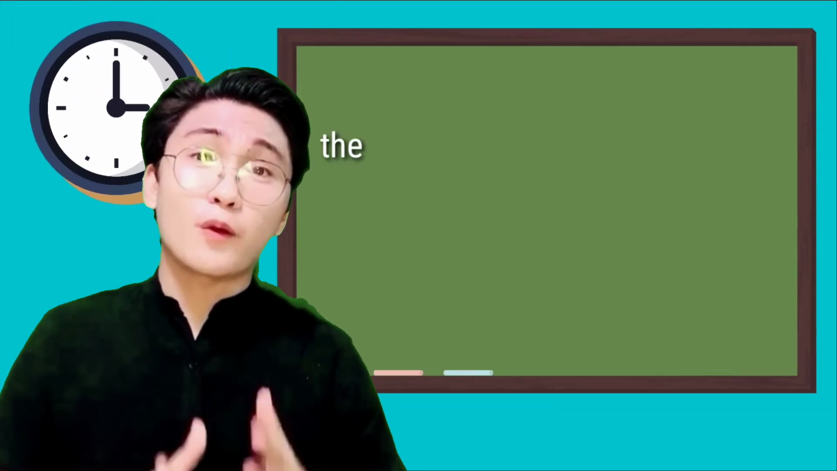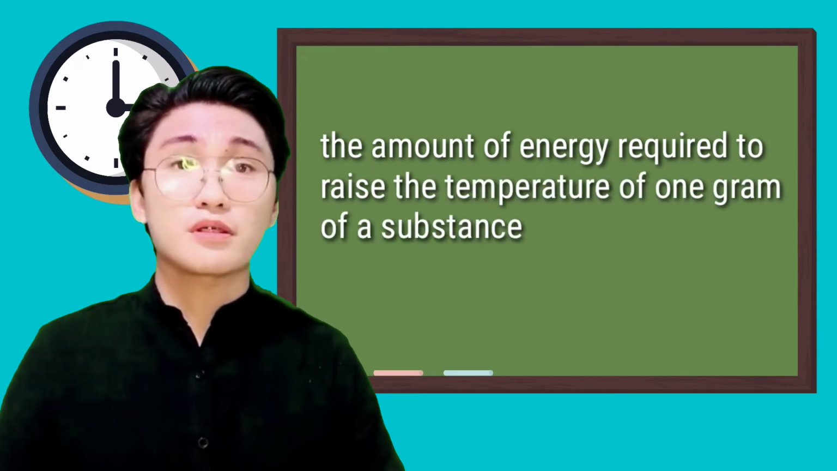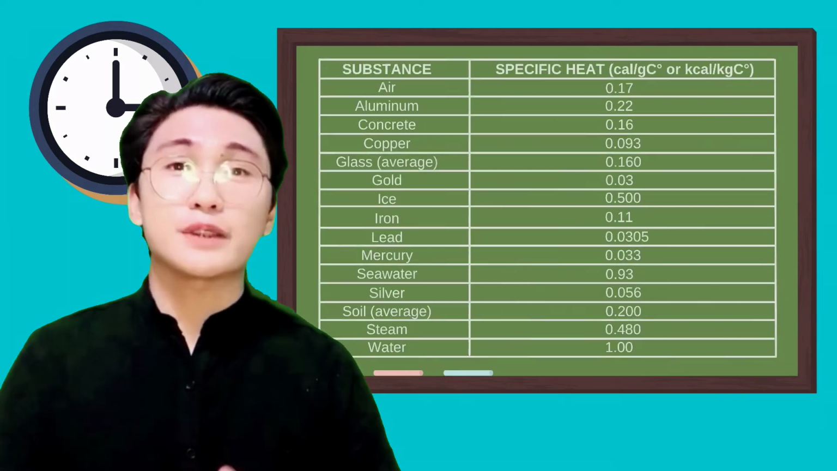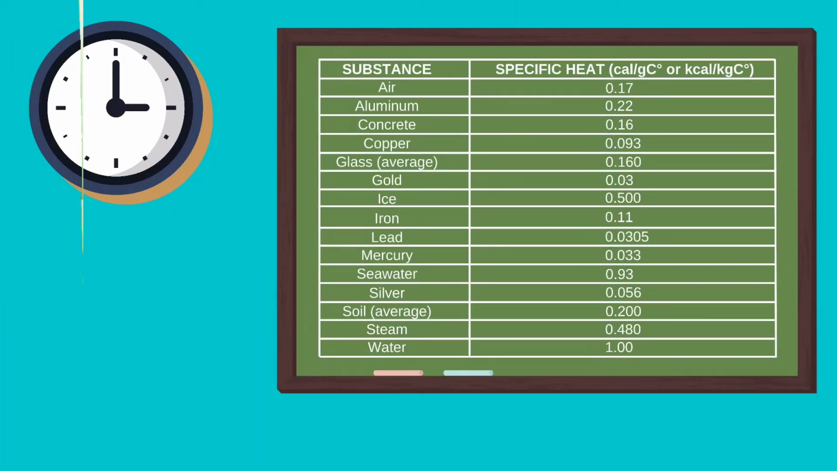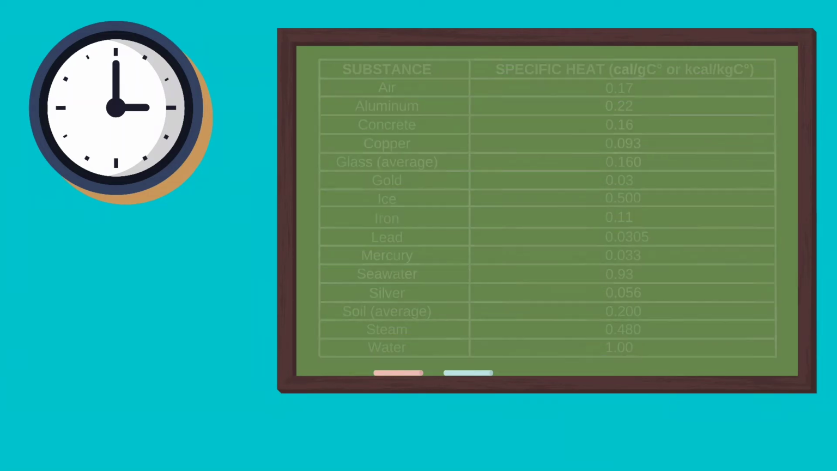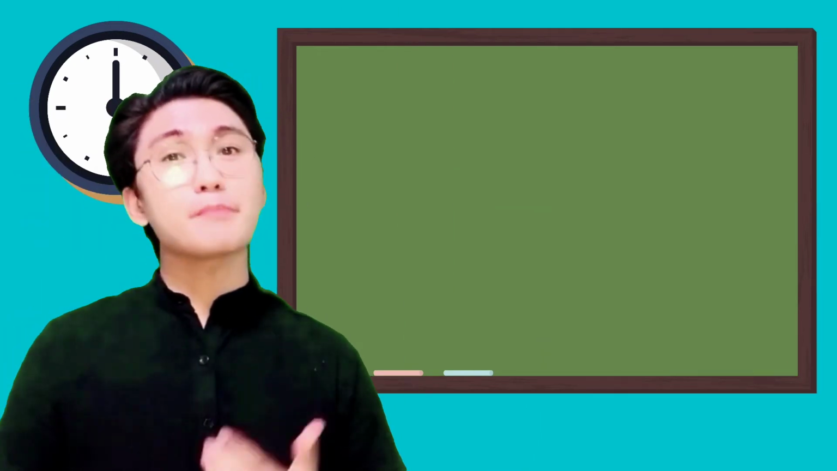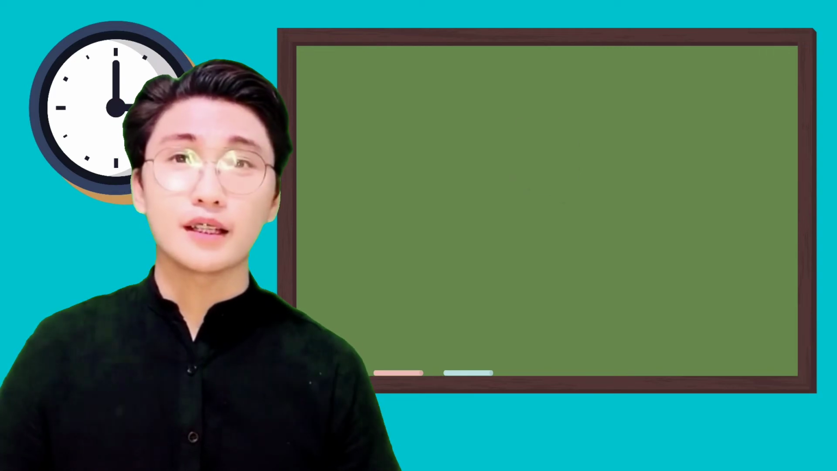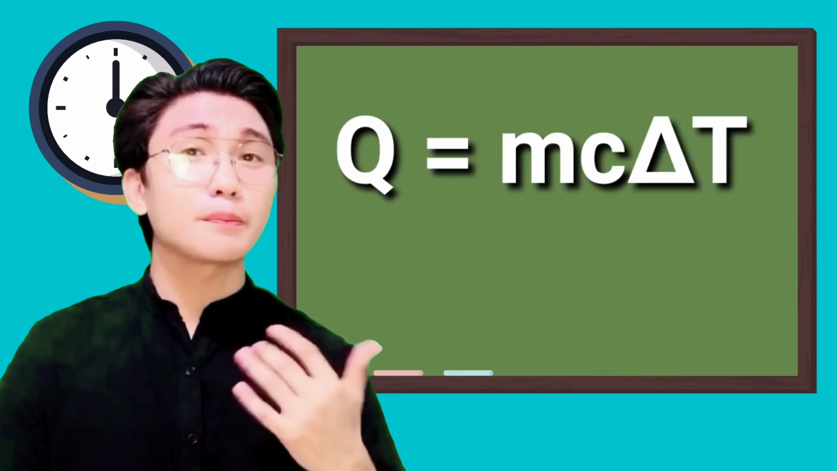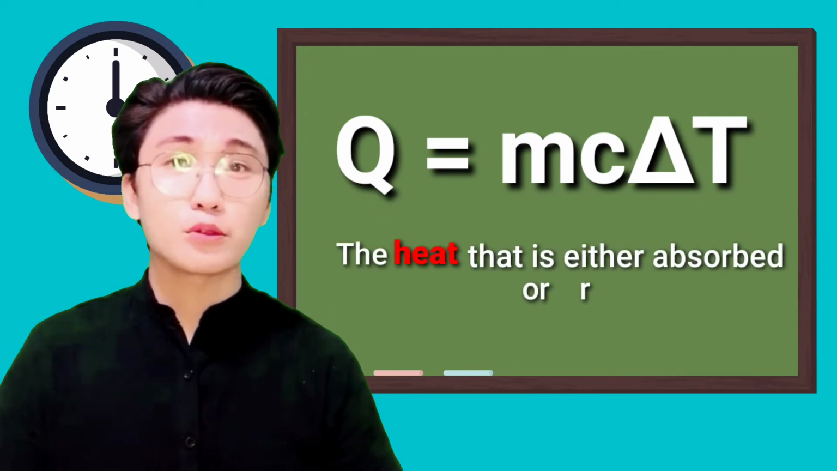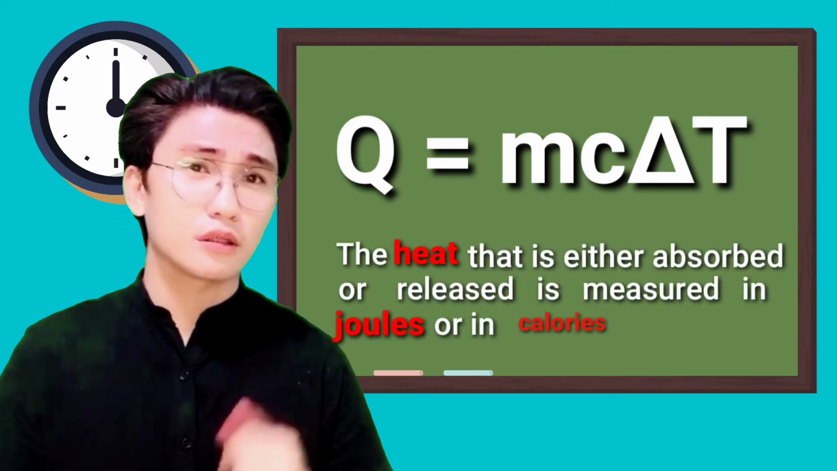The amount of energy required to raise the temperature of 1 gram of substance by 1 degree Celsius is known as the specific heat. Here is the list of the specific heats of some common substances. The amount of heat gained or lost by an object when its temperature changes can be calculated by the formula: heat is equal to mass multiplied by the specific heat multiplied by the change in temperature. The heat that is either absorbed or released is measured in joules or in calories.